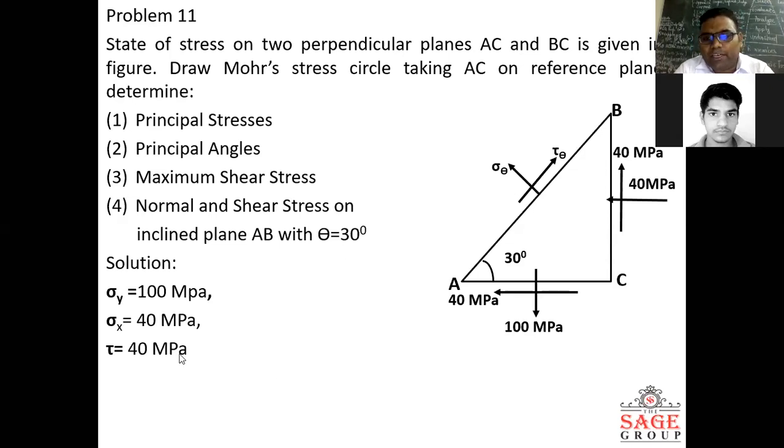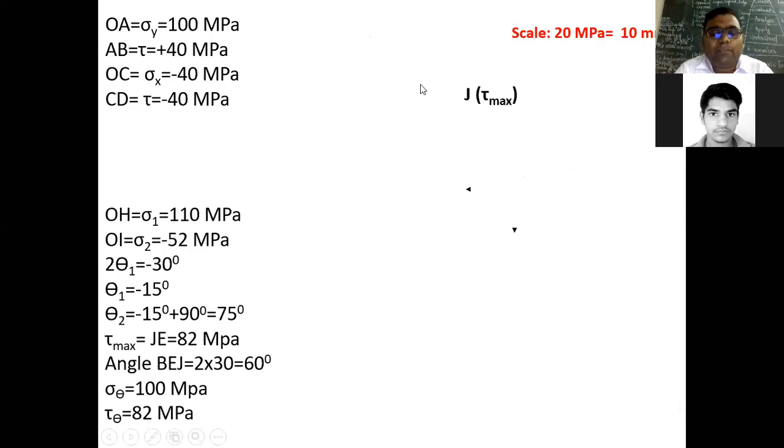We have already discussed that first we have to take some scale to solve the problem using the Mohr circle. So a suitable scale as per the given data. We have taken a scale of 20 megapascal equal to 10 mm. So this is the scale, which we have to consider.